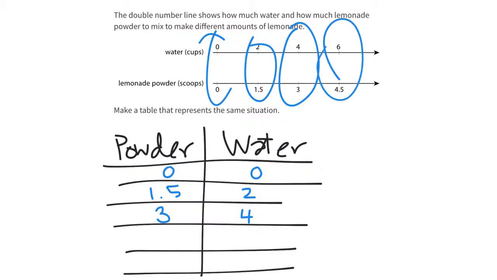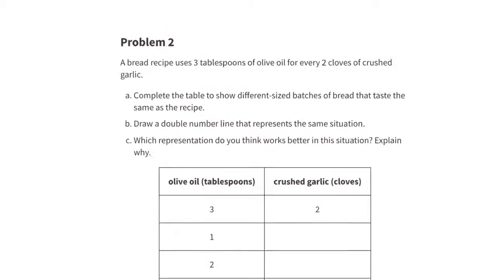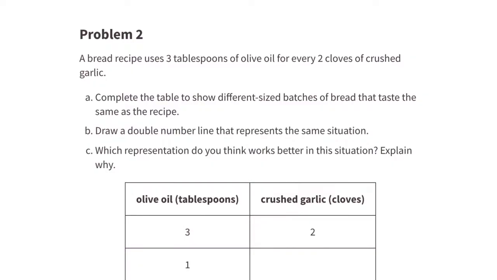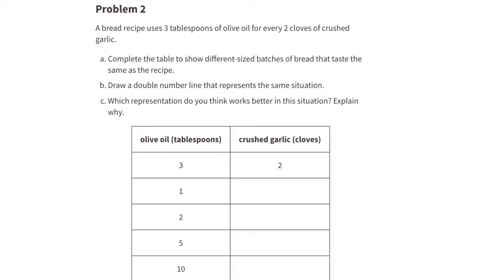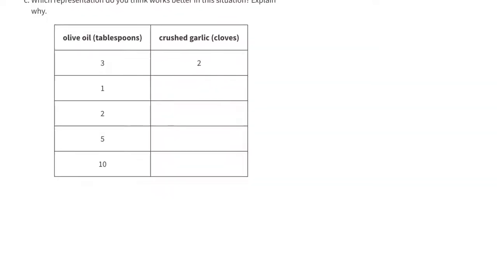And right here, we've got 4.5 and 6. More of the same. It says a bread recipe uses 3 tablespoons of olive oil for every 2 cloves of crushed garlic. Complete the table, draw a double number line, and which representation do you like the best? So let's do it.